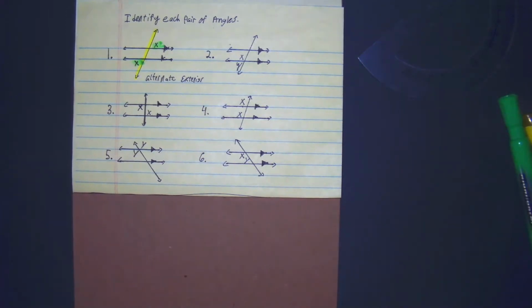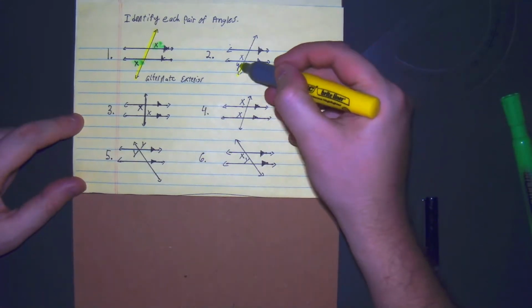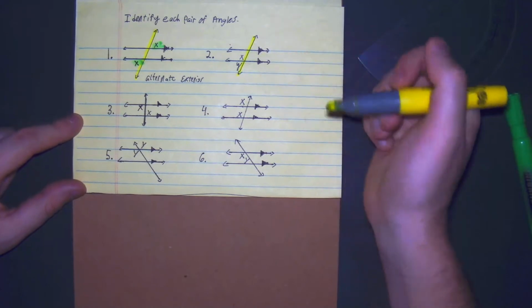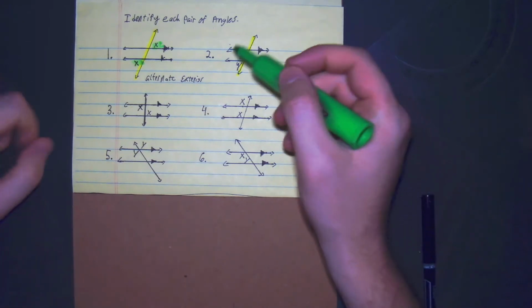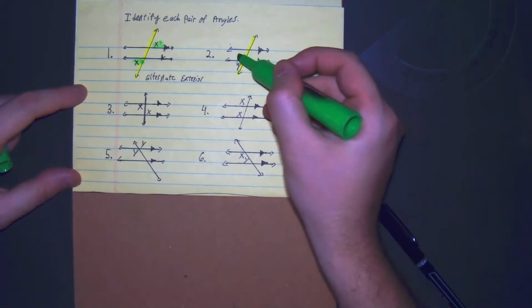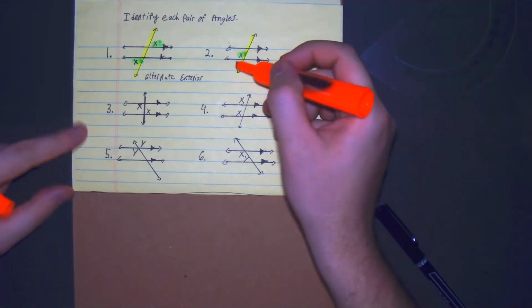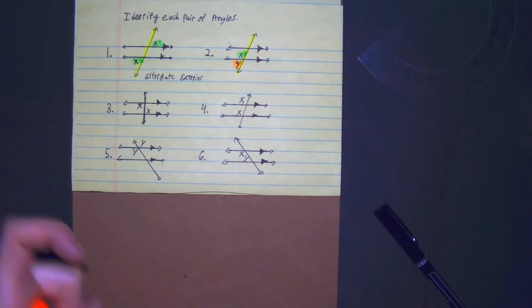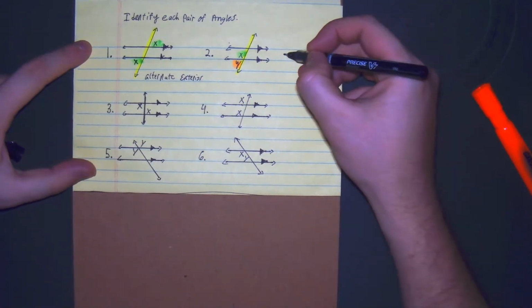Number 2. Number 2, they're right next to each other. This is our transversal. We have 2 parallel lines, but this one doesn't need parallel lines to be named. These two are not equal because they're not in the same position. Therefore, they're on the same line, so this is a linear pair.